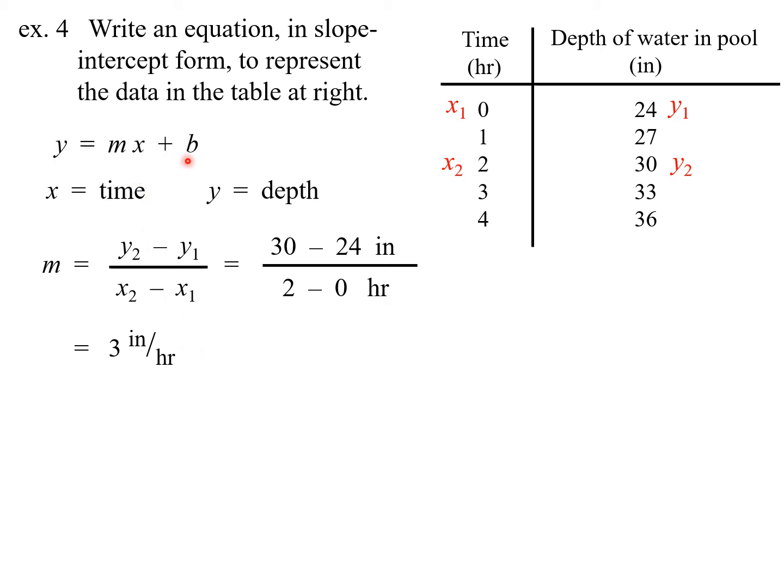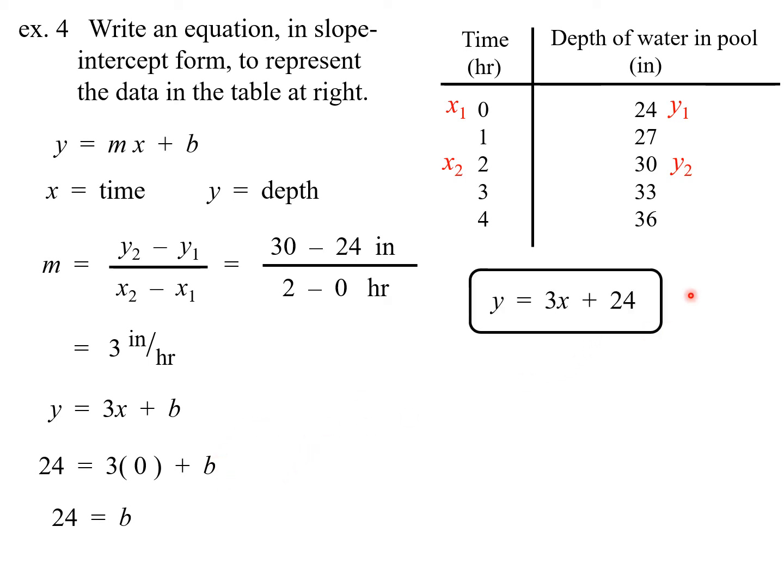Okay, that's our slope. Now to find the y-intercept, we're going to insert that for m and then use one of the points. Doesn't matter which one, you have 5 choices. I decided to use this because it's easier, I think. And 3 times 0 is 0, so b turns out to be 24. So our equation then becomes y is equal to 3x plus 24. And that's the equation that we want.